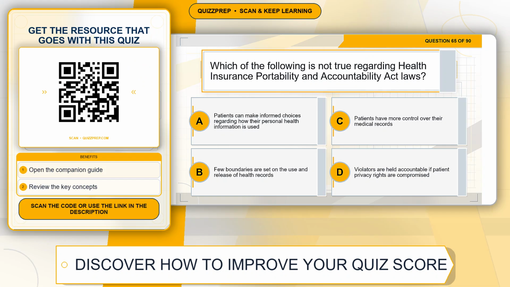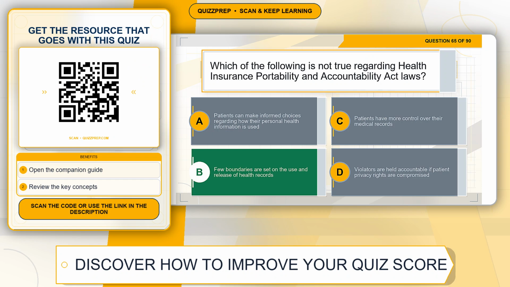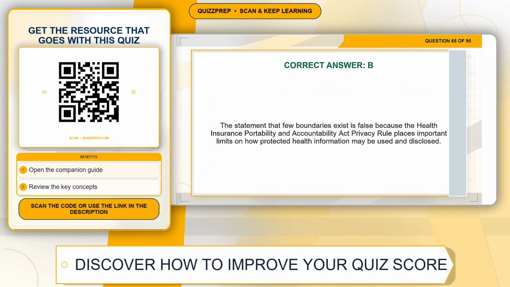Question 65. Which of the following is not true regarding Health Insurance Portability and Accountability Act laws? Option A. Patients can make informed choices regarding how their personal health information is used. Option B. Few boundaries are set on the use and release of health records. Option C. Patients have more control over their medical records. Option D. Violators are held accountable if patient privacy rights are compromised. The correct answer is option B. Few boundaries are set on the use and release of health records. Explanation. The statement that few boundaries exist is false because the Health Insurance Portability and Accountability Act privacy rule places important limits on how protected health information may be used and disclosed.